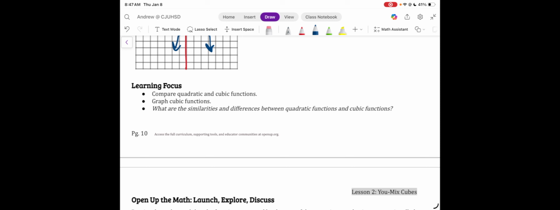So again, we're going to compare this to the cubic function. We're going to graph the cubic functions. The similarities are going to be true for lots of things, not just x squared and x cubed, but maybe x to the fourth, x to the fifth. And then the differences, well, you know, quadratic does have x to the second power. That's an even number. Cubic is x to the third power. That's an odd number. We're going to find that the even numbers kind of all look the same, and the odd numbers kind of all look the same.